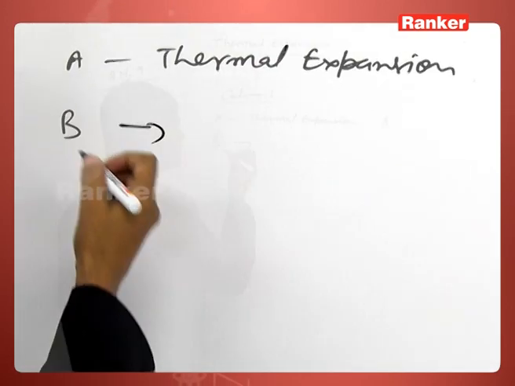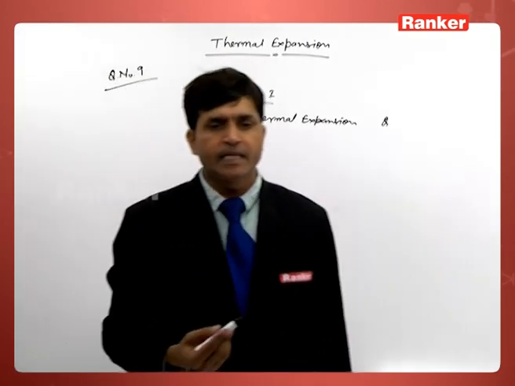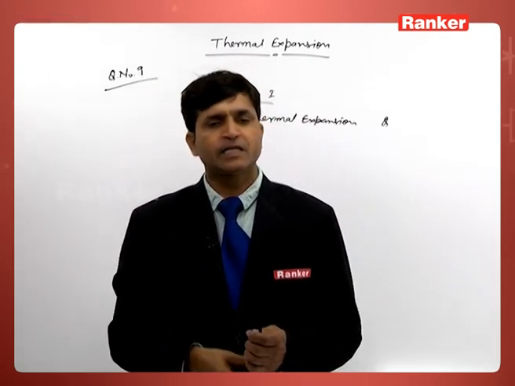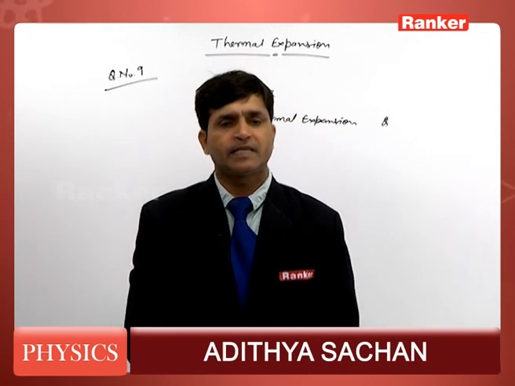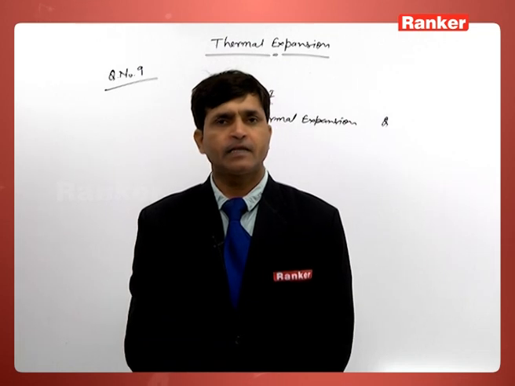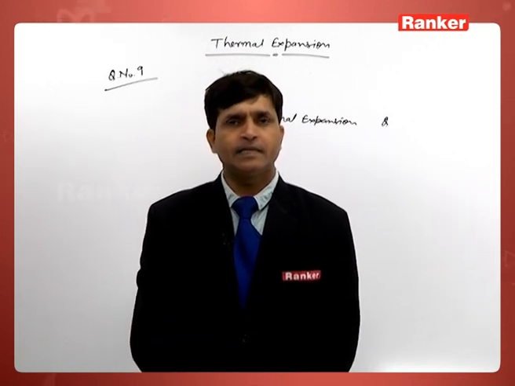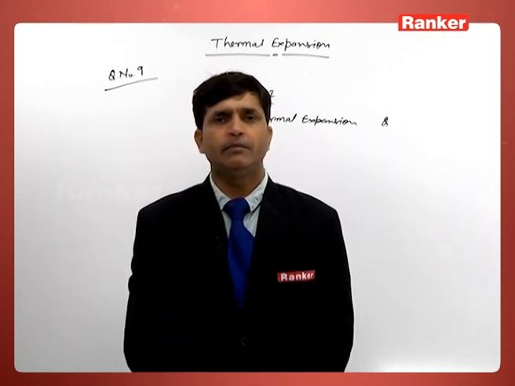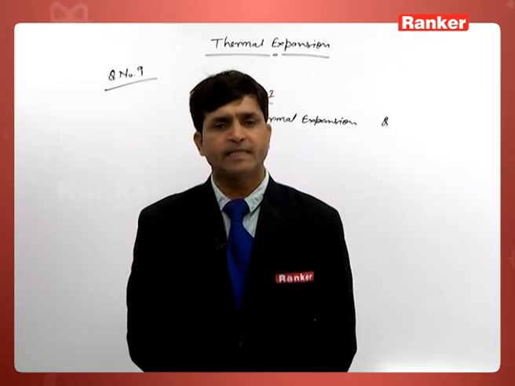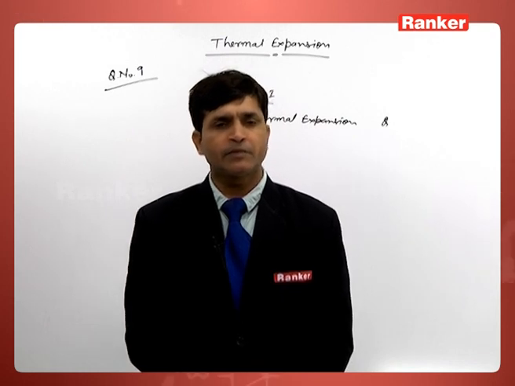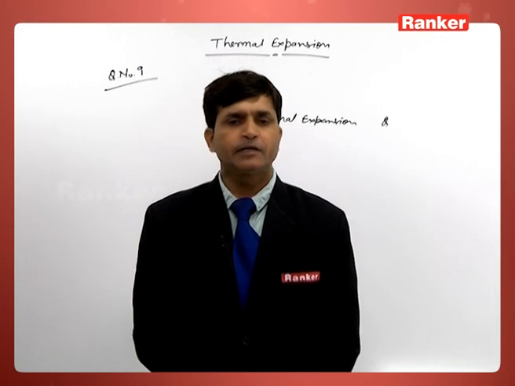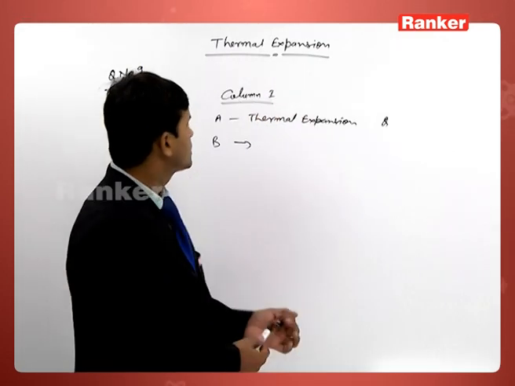Similarly, in the B option, alpha, beta and gamma. Alpha, beta, gamma are the expansion coefficients of a material. Alpha is the linear expansion coefficient, beta is the surfacial, and gamma is cubical. These all absolutely depend on the nature of the material. As the material changes, our alpha, beta values also change. So the most appropriate option matching B is option R, depends on nature of material. So B should be R.